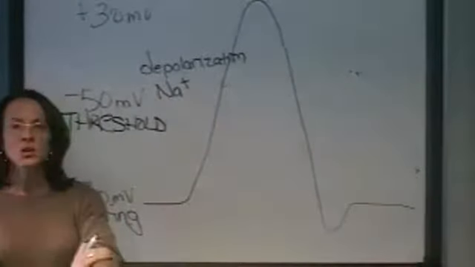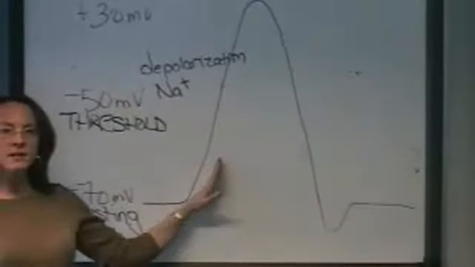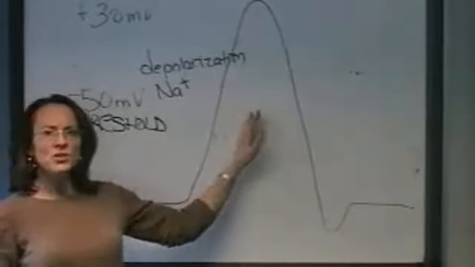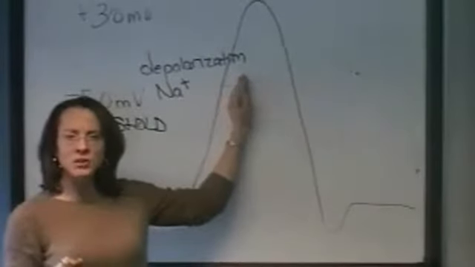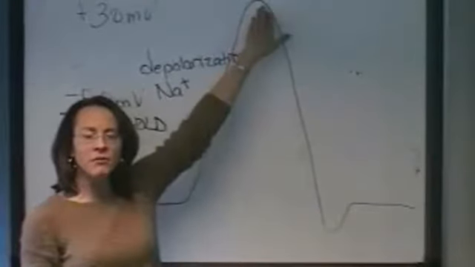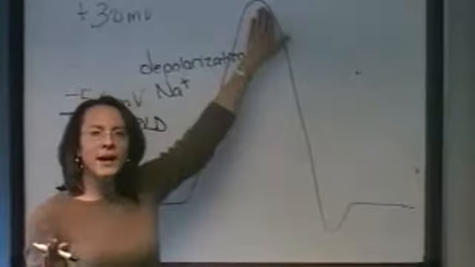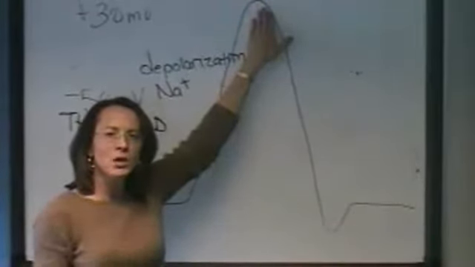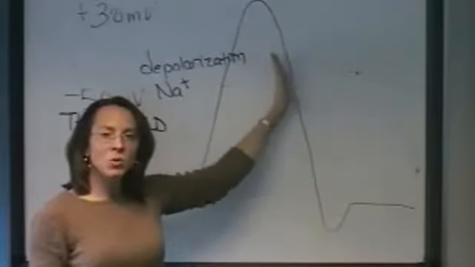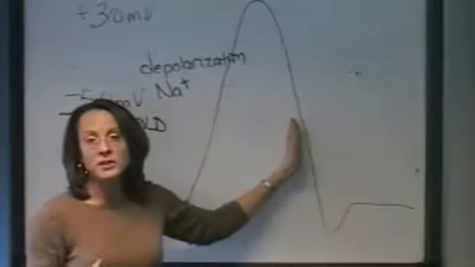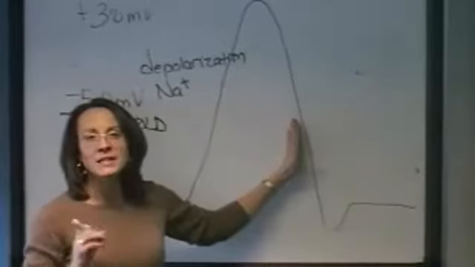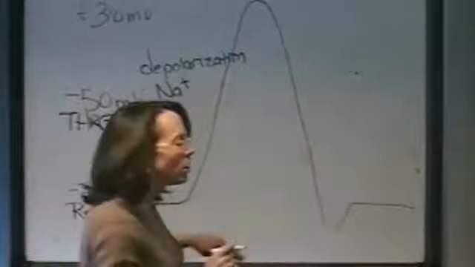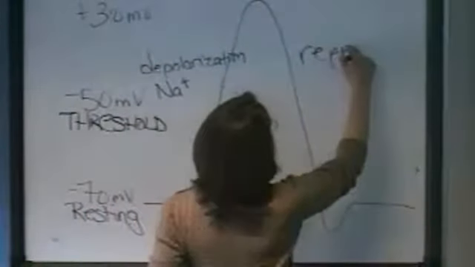So if it becomes more positive, we start to get this move towards positive on our graph. Reaches -50, boom, an action potential happens. It'll peak at +30. Those sodium ions stop moving into the cell. Now what happens is we start to get a more negative charge. I shouldn't say more negative charge, a more negative cell. How this happens is through a process called repolarization.